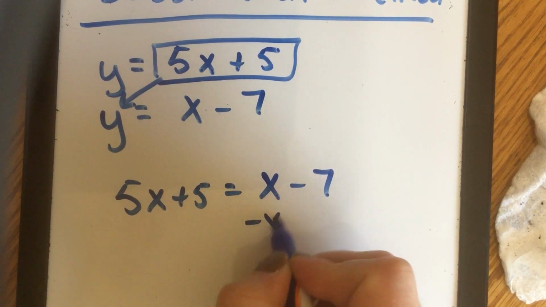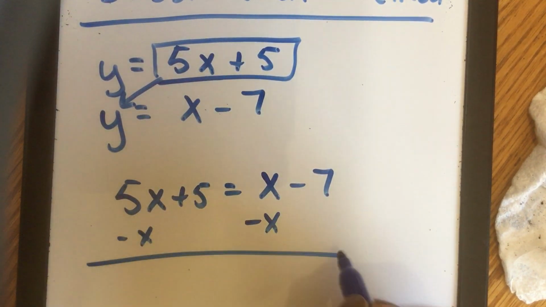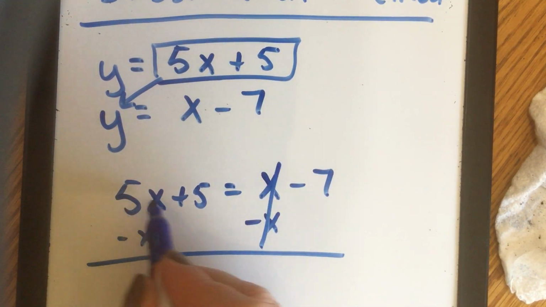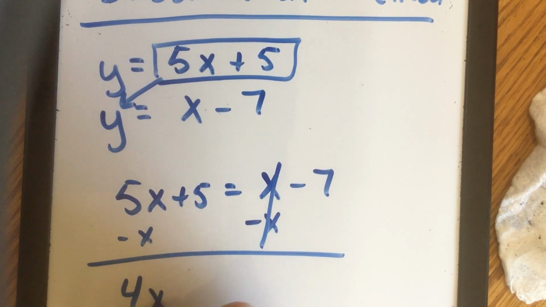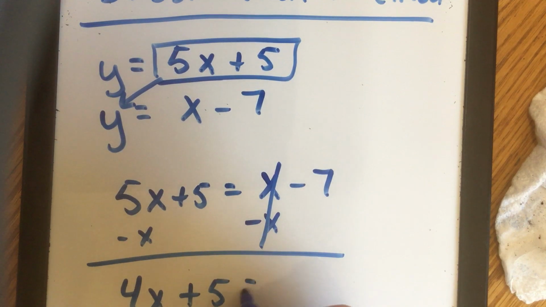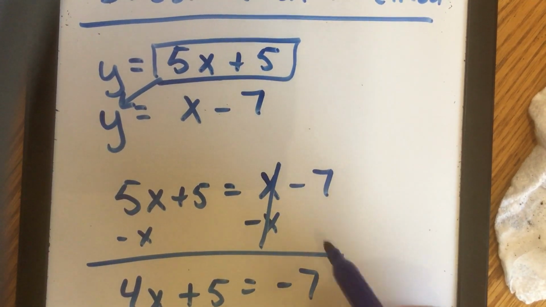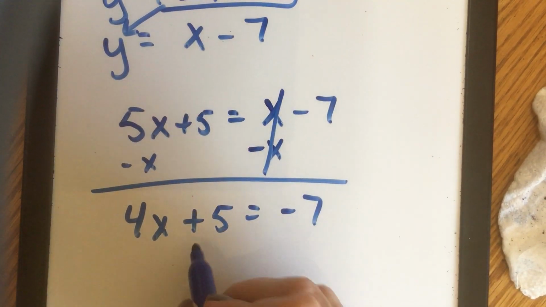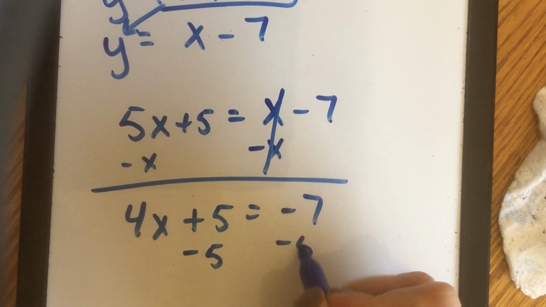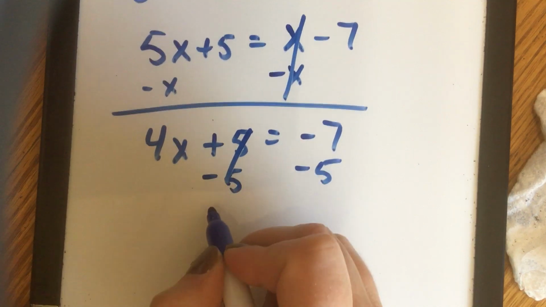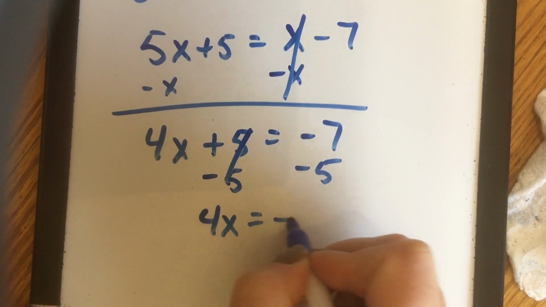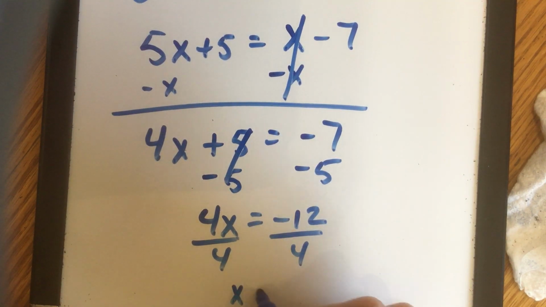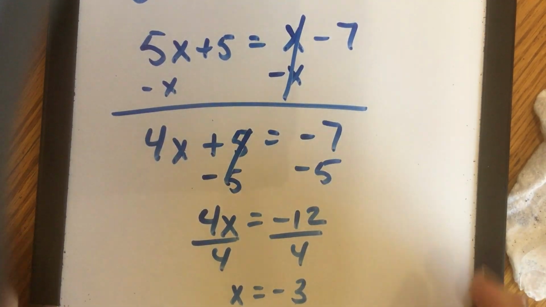So I'm going to subtract x from both sides, remembering that we've got to put the x's with x's. So 5x minus 1x is 4x. Bring down your plus 5. Bring down the negative 7. Now this subtraction becomes a negative now because that x is gone. So now I'm going to subtract 5 from both sides, and I'm going to have 4x equals negative 12. Divide both sides by 4, and we get x equals negative 3.